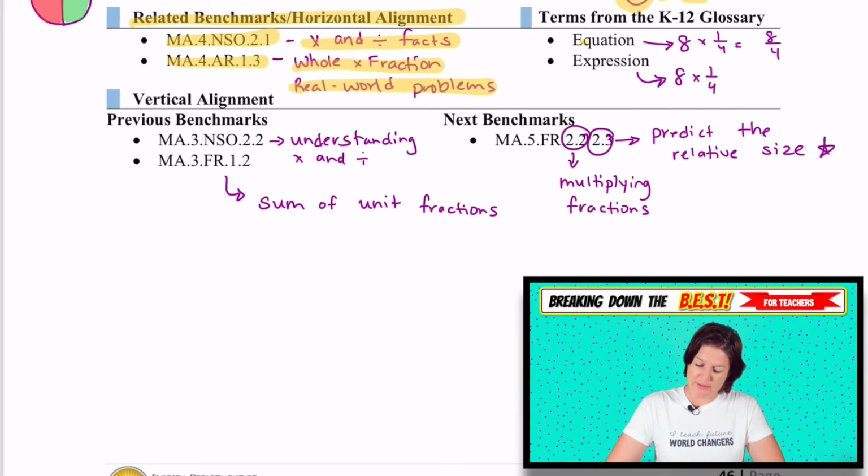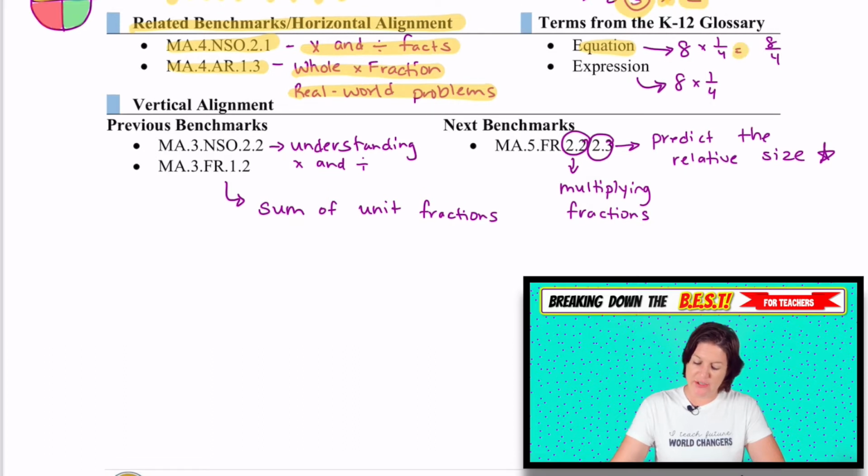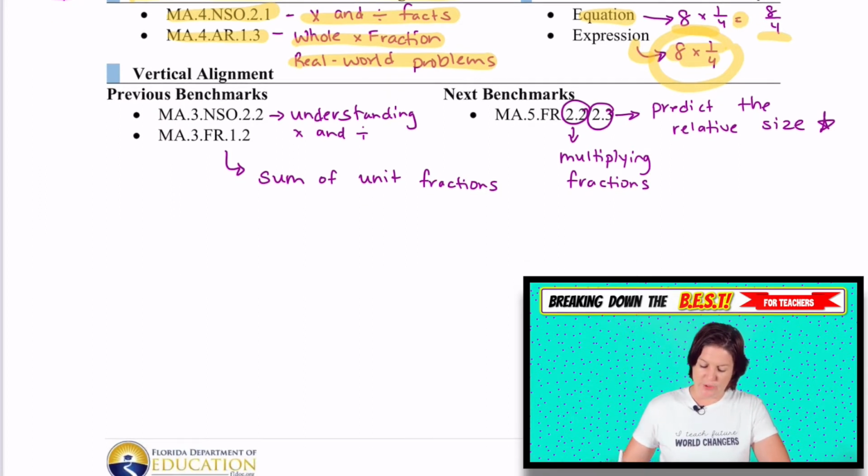An equation contains an equal sign, so we have expressions on both sides of the equation. And here we have an expression, and as you can see, there is no equal sign present. We're just highlighting the operation that's taking place there. So knowing the difference between an equation and an expression is important.